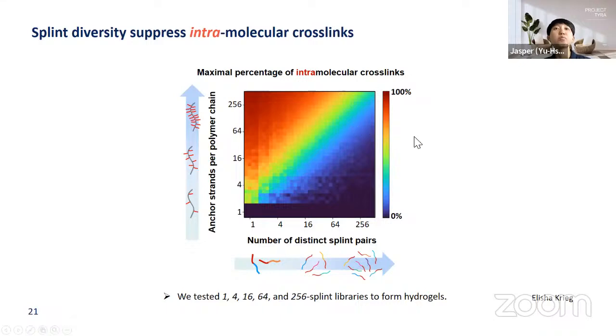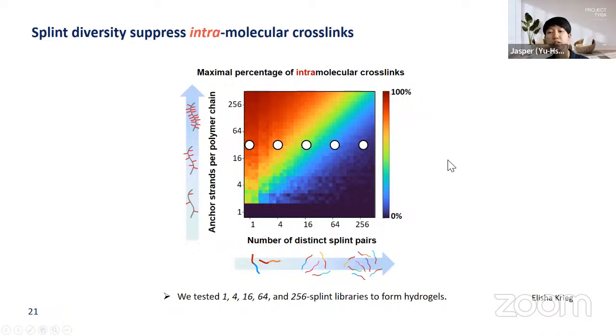This plot simulates the probability that one cross-linker will find the perfect match on the same polymer strand. On the x-axis is how many different sequences you have in your library, and the y-axis is how many binding sites per polymer chain. Ideally, you want your material to form in this blue region to have as little intramolecular crosslinking as possible, with fewer loops in here. And you want to avoid forming a gel at these red regions. So we pick a few conditions and do the experiment.